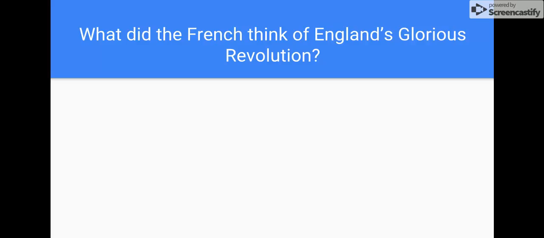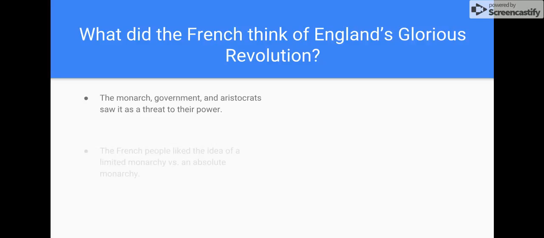What did the French think of England's Glorious Revolution? The monarch or the government and the aristocrats saw it as a threat to their power. They're seeing this revolution where the king in England is giving up some of his power. If you're the monarch, the government, or part of the wealthy aristocrats, you don't want to see that because it's going to threaten your power and your status.